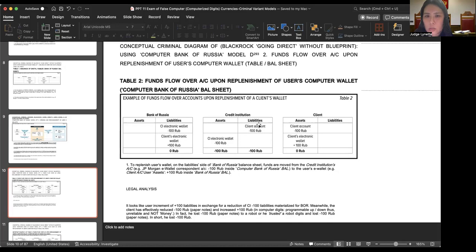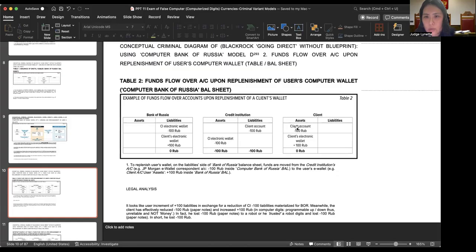So he has just lost this stack of paper cash in exchange for electronic, computerized, programmable up-down digits as cash, but it's not really cash and it's not money. So in short, he trusted robotic digits, and he lost 100 in physical cash, or physical cash in physical form.